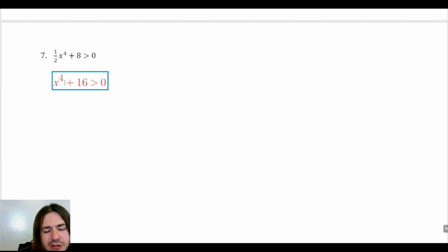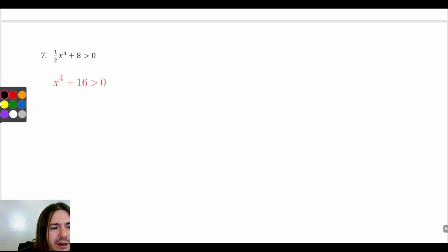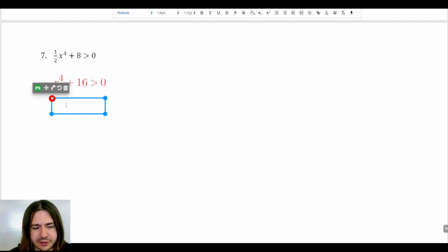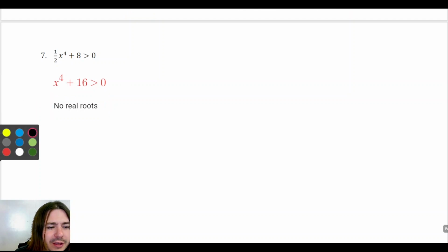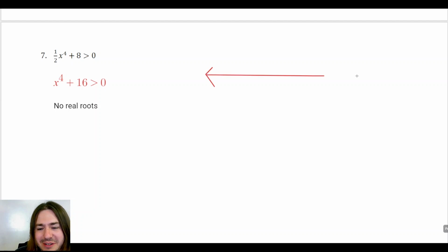So if I set x to the 4th equals negative 16, there's going to be no real roots there. Okay, so we're just going to say no real roots. It's kind of annoying that your number line is not going to have any x-intercepts on it, but the nice thing is that you only have to pick one representative, because the sign will never change if it never touches the x-axis.